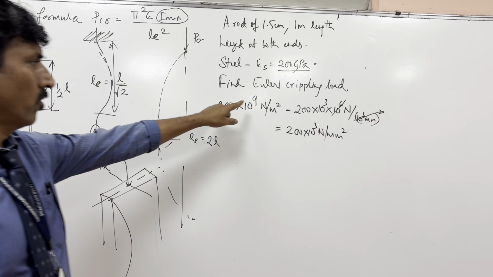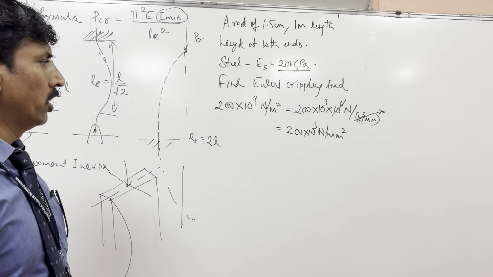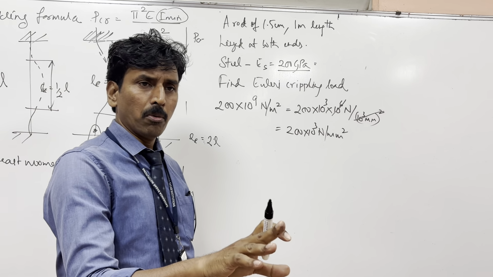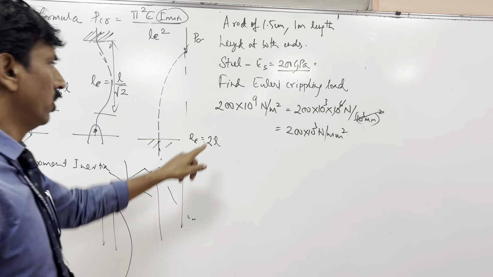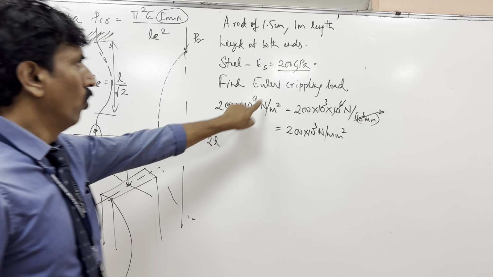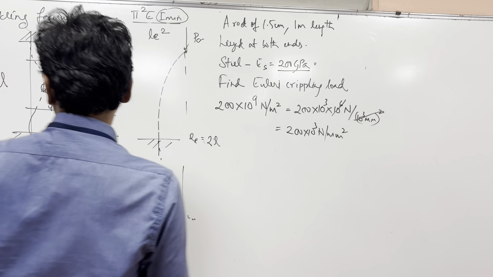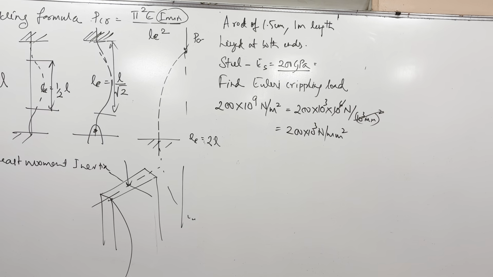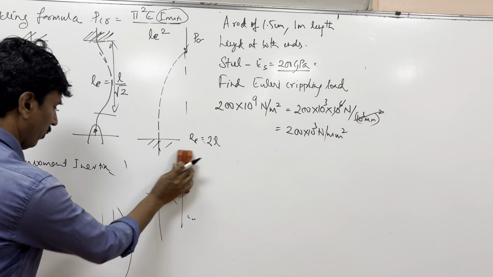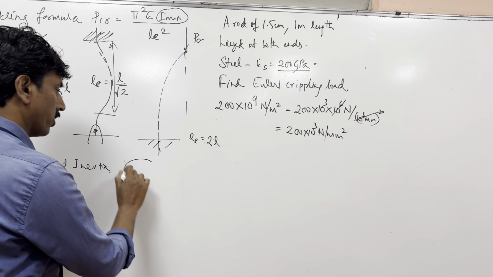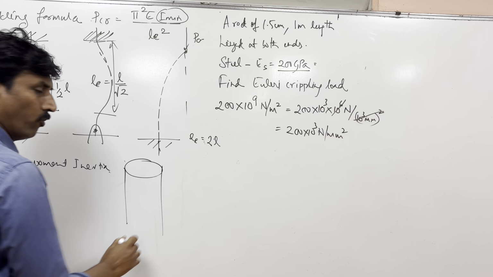So it is 200 into 10 to the power of 3 Newton per mm square. 1 MPa is equal to 1 Newton per mm square. That's okay. Now we know this Young's modulus. Let us find I minimum here. So I minimum. So moment of inertia for a circular rod.